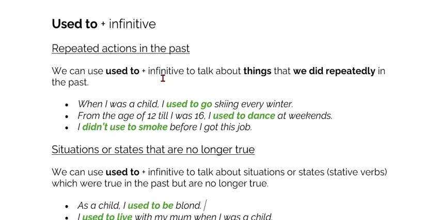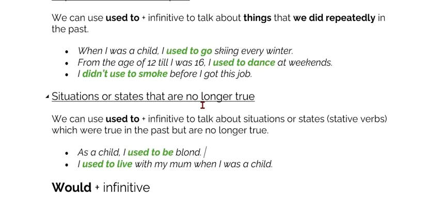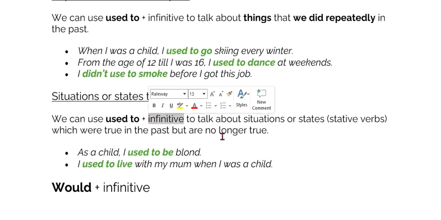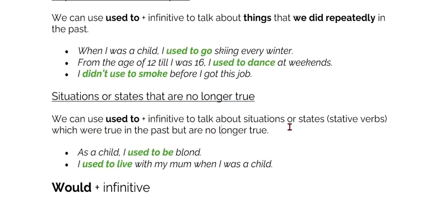When we use used to with action verbs, it refers to repeated actions in the past. When we use it with state verbs, it refers to situations or states that are no longer true. We can use used to plus the infinitive, the simple form of the verb, to talk about situations or states which were true in the past but are no longer true. Remember, whenever you use used to, that state or situation does not exist in the present anymore. It is all about the past.